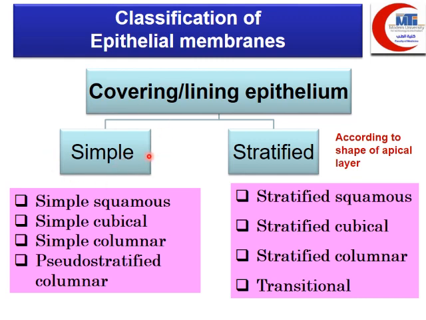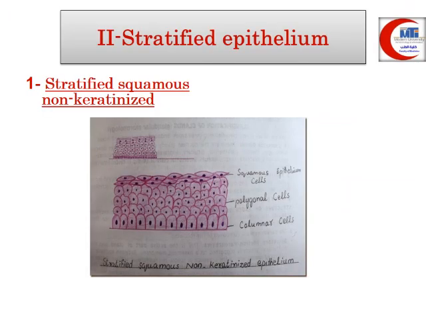Now we have finished the classification of the different types of simple epithelium, and we are going to study the types of stratified epithelium. It is named again according to the shape of the apical layer. So we have four types: stratified squamous, cuboidal, stratified columnar, and transitional.